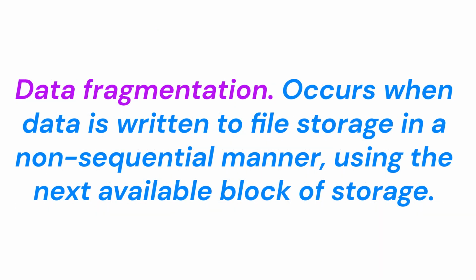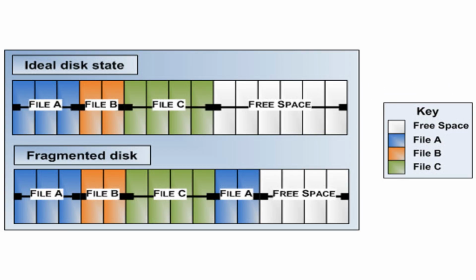Data fragmentation occurs when data is written to file storage in a non-sequential manner, using the next available block of storage. Although NTFS is more efficient at handling disk fragmentation than earlier file systems, this fragmentation still presents a potential performance problem. Combined hardware and software advances in the Windows operating system help to mitigate the effect of fragmentation and deliver better responsiveness.